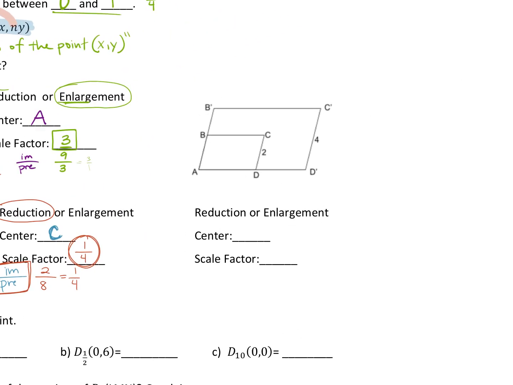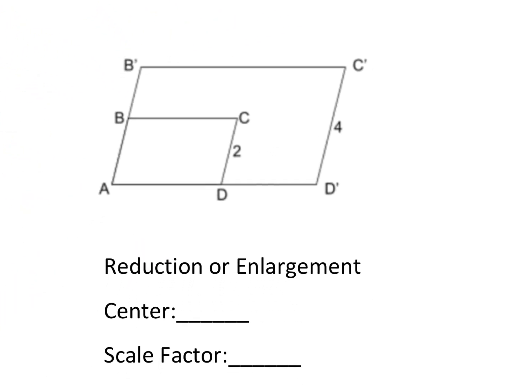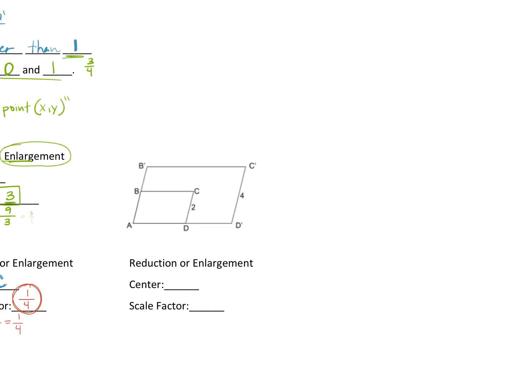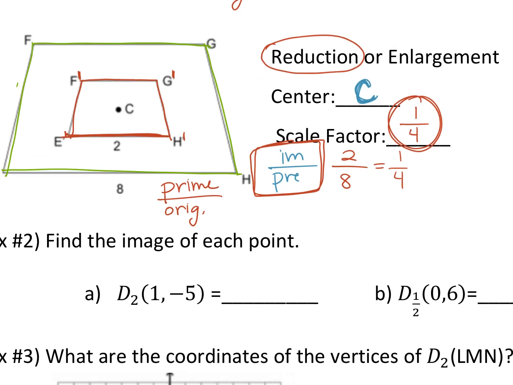Okay, so come over here and try this one on your own. But I wanna know, is the scale factor always the smaller number? No. Sometimes, if it's an enlargement, it's a number greater than 1, right? The scale factor is always the prime number over the original number.